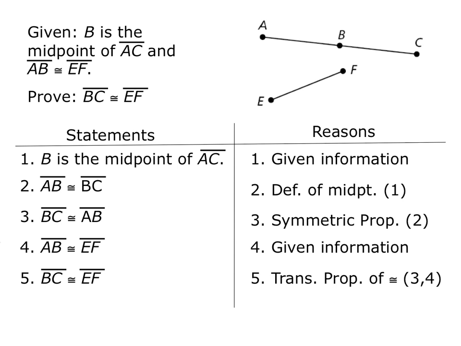Now 5 says transitive property. Let me write it out in a little bit different way. If segment BC is congruent to segment AB, and segment AB is congruent to segment EF, then, transitive property, what can we come up with? See the link here? So we should be able to get segment BC congruent to segment EF, according to the transitive property.